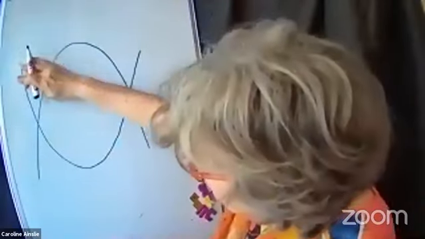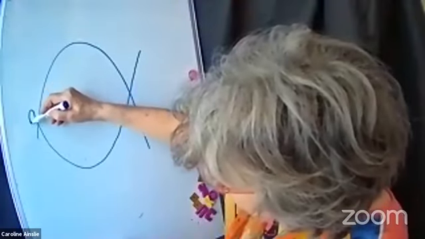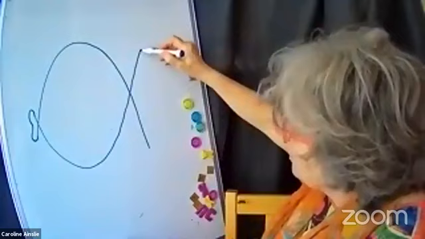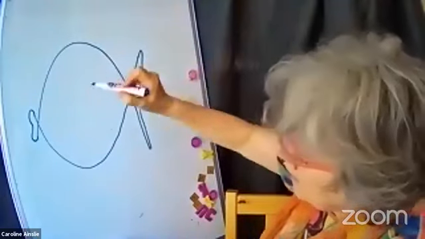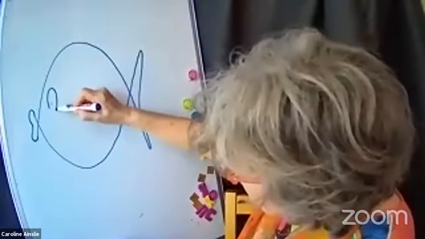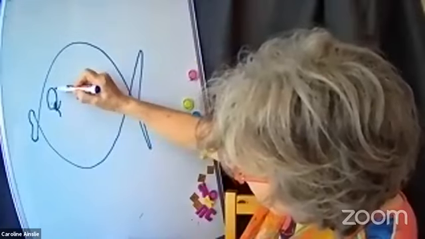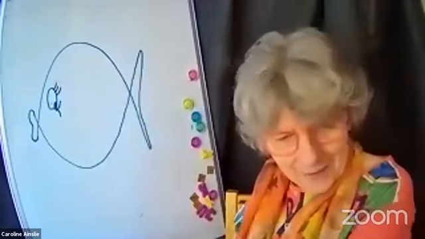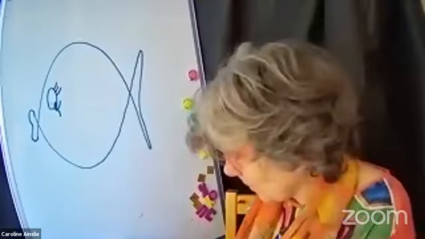What I thought of doing was this. We can make the curves, and then we can make it into a curvy fish with a curvy tail and a nice happy eye. There we go. We can make a fish with curves.